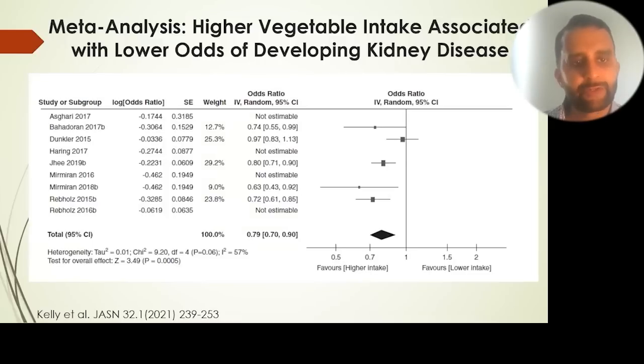A recent meta-analysis came out last year, and this meta-analysis looked at various food options and whether they were associated with lower odds of developing kidney disease. And indeed, vegetables are associated with this. Some vegetables have historically been avoided in kidney disease for a variety of reasons, which we'll get to later. But as you can see here, many of these studies favor the consumption of vegetables for reducing the odds of developing kidney disease. And the meta-analysis also showed a significant finding.